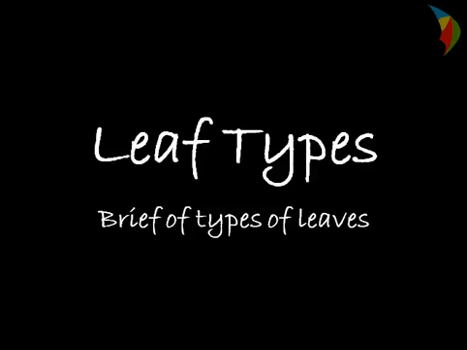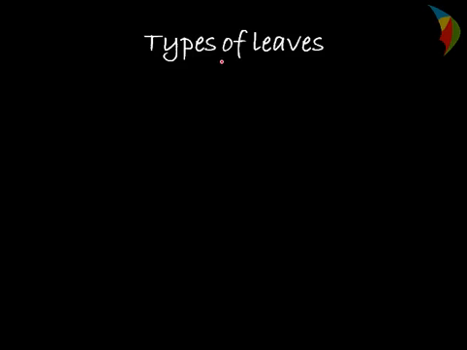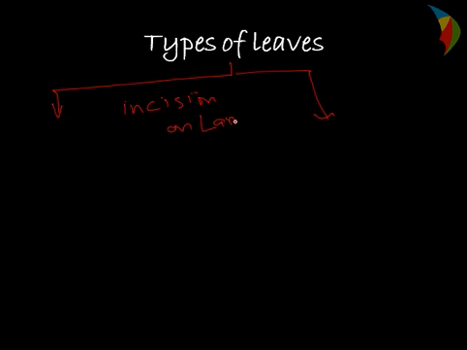Hello friends, today we'll discuss types of leaf. Based on the incision of the lamina, we can divide leaves into two types. This division of the leaf is based on the incision on the lamina. We can divide into two parts: one is simple leaf and the other is compound leaf.